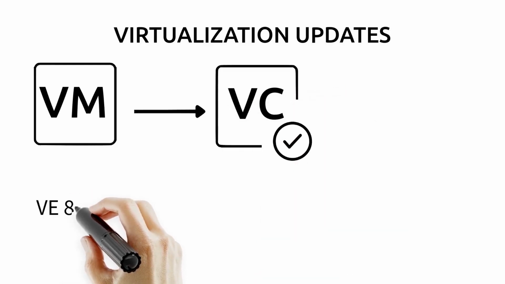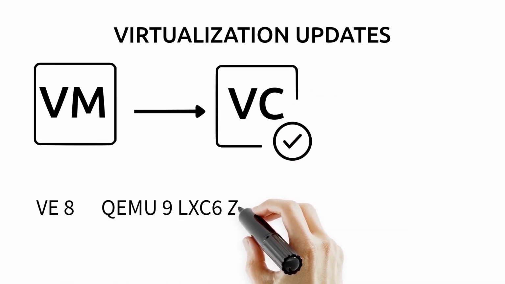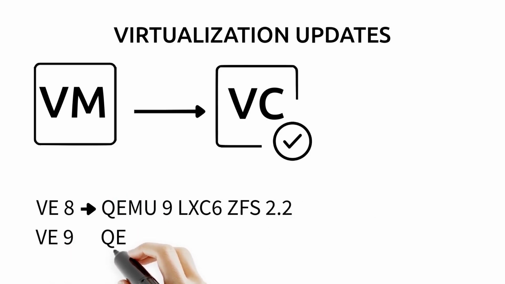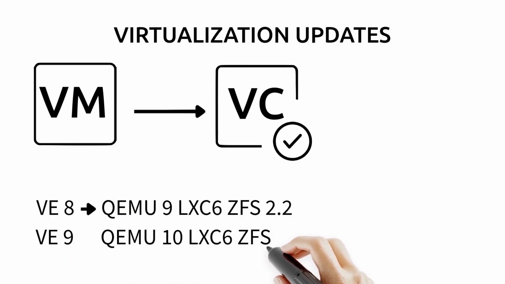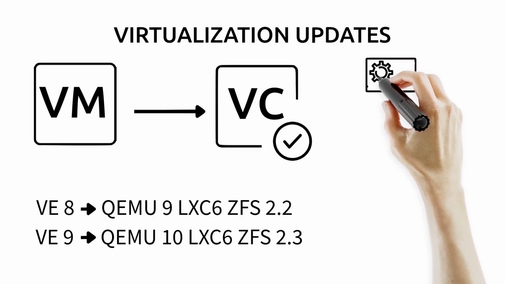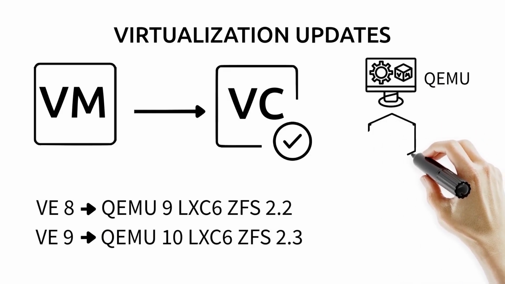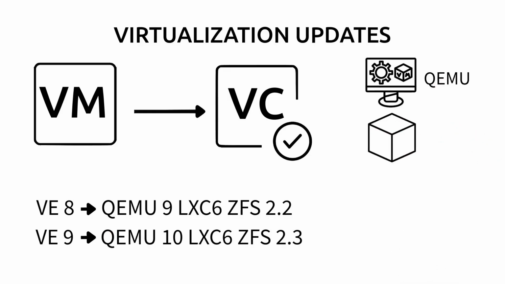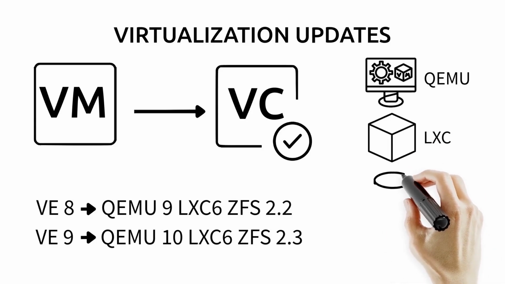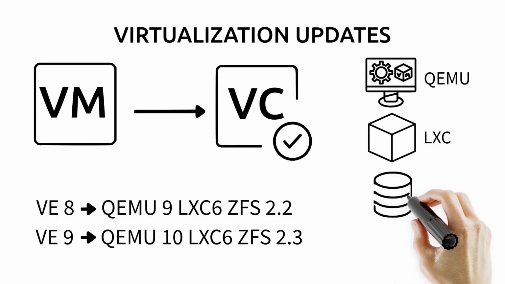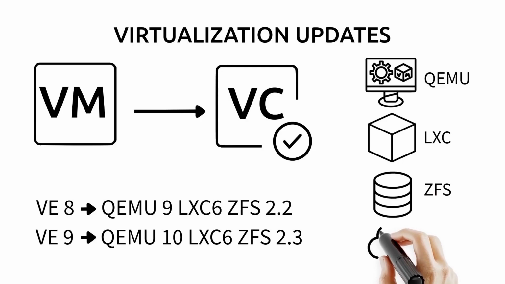With Proxmox 9, we get an upgrade to QEMU 10.0.2 and LXC 6.0.4, delivering better CPU feature support and faster emulation. ZFS also moves from 2.2.6 in Proxmox 8 to 2.3.3 in Proxmox 9. And for distributed storage, Ceph jumps from Quincy 17.2.7 to Squid 19.2.3, giving long-term stability and improved scalability.